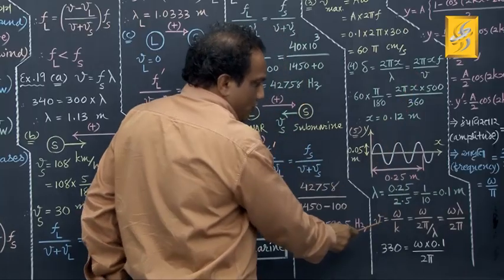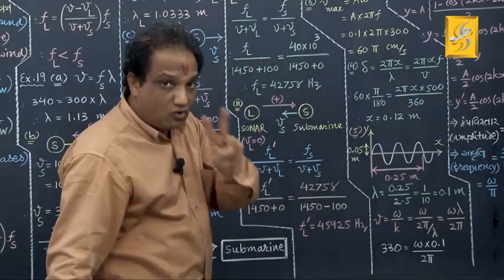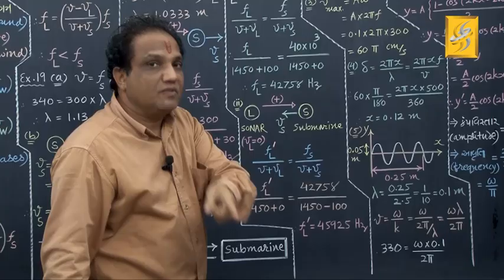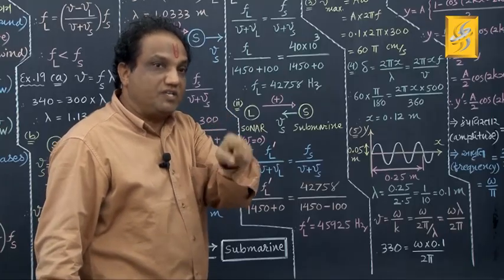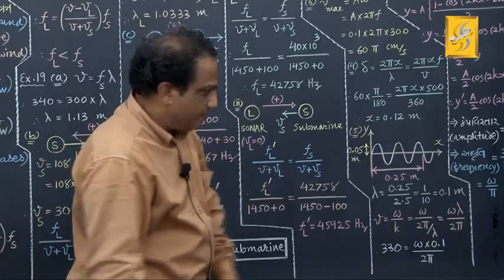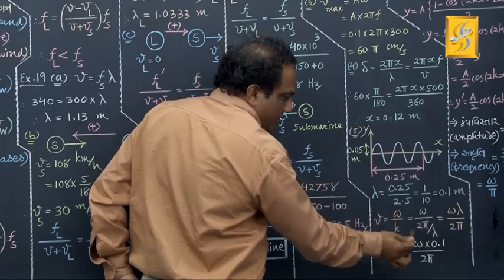Wait, don't you know the wave velocity formula? There were two formulas, I told you to remember. V equals f lambda as well as V equals omega upon k. Come on, use this formula, omega upon k.